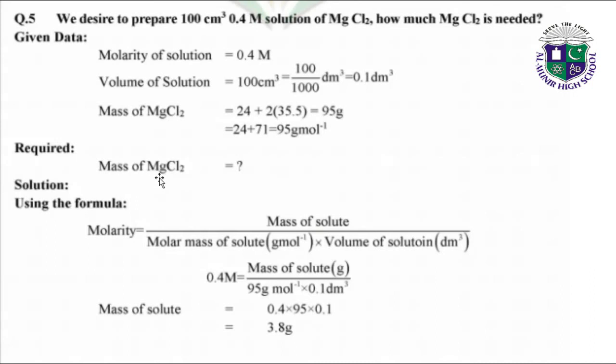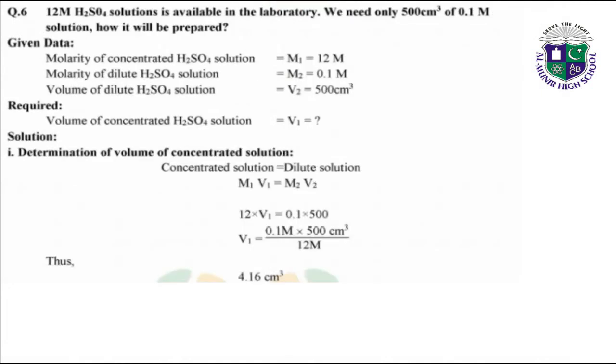Required is the mass of magnesium chloride. By using the same formula and by putting all these values in this formula, we will take the mass of the solute on the left hand side and other values on the right hand side. We will calculate it to find the mass of solute, which will be 3.8 grams approximately.